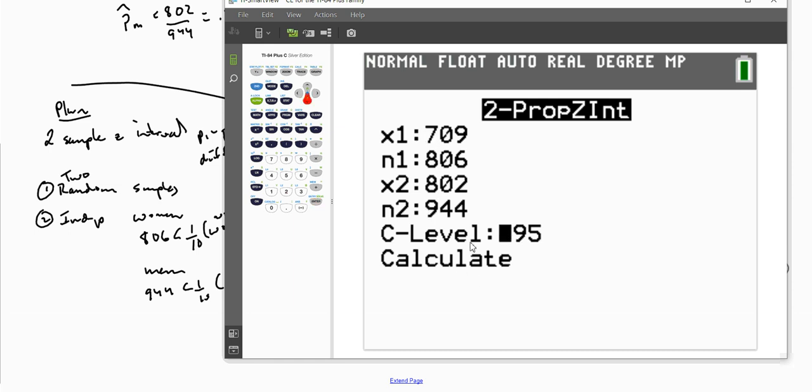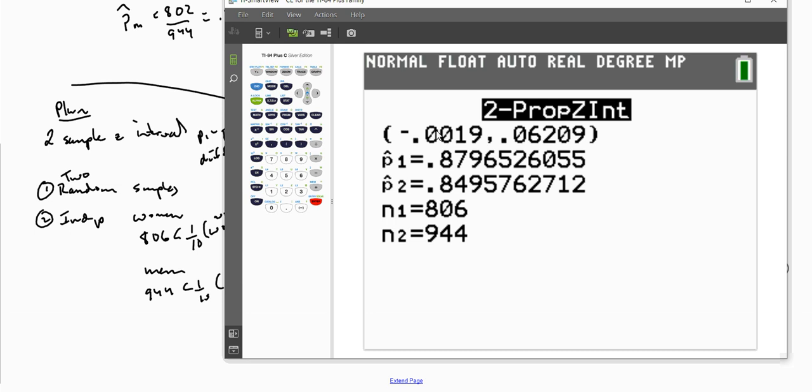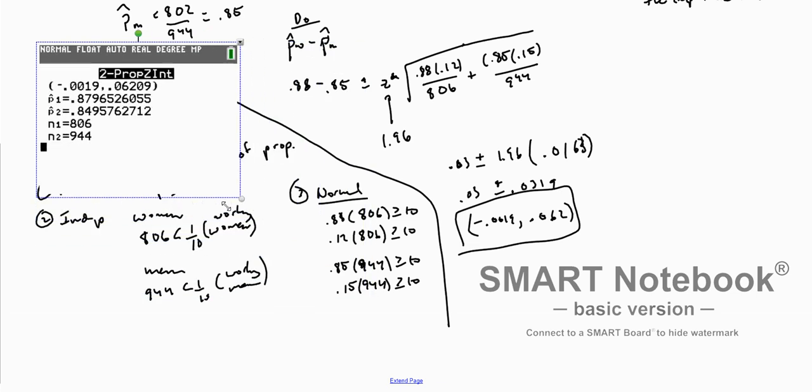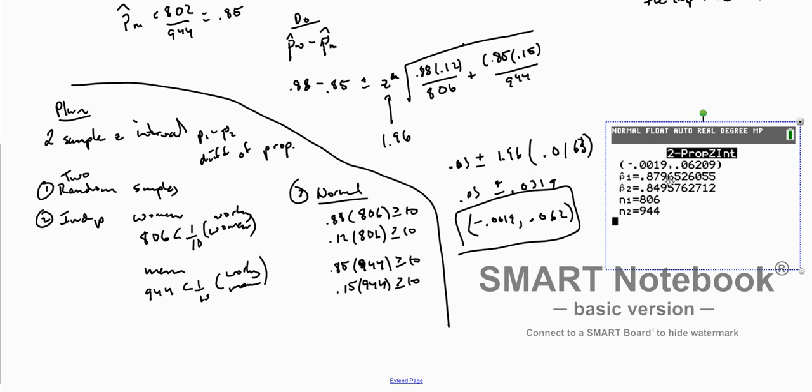So I keep on going down and I press enter right here. Okay, and you realize that we have this as our confidence interval. I'm going to take this and just put it right here. And so you see that yes, we get the same confidence interval that we found right here, negative 0.0019, 0.062, and yes, this matches up.